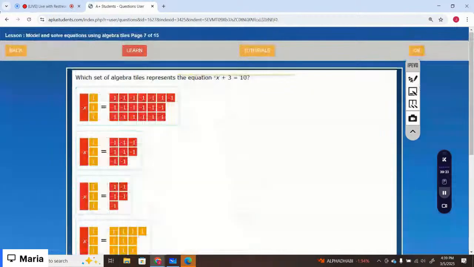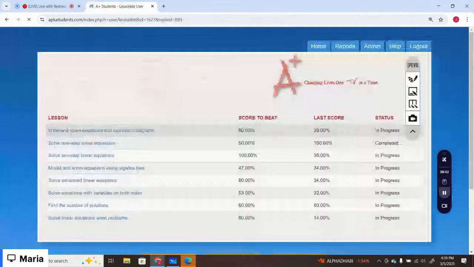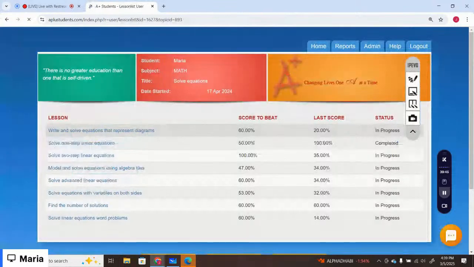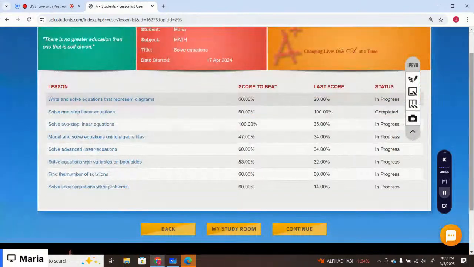Okay, you can complete the lesson by yourself later today. So we were working on grade 9 math. The chapter we were working on is solve equations. The lessons we have covered today are write and solve equations that represent diagrams, solve one-step linear equations, solve two-step linear equations, model and solve equations with algebra tiles. So please make sure before the next session you complete all the practice questions for the lessons we just did. That is your homework until next session.